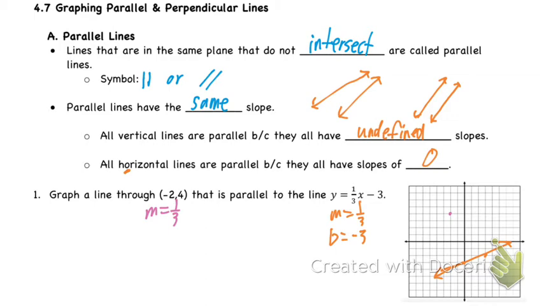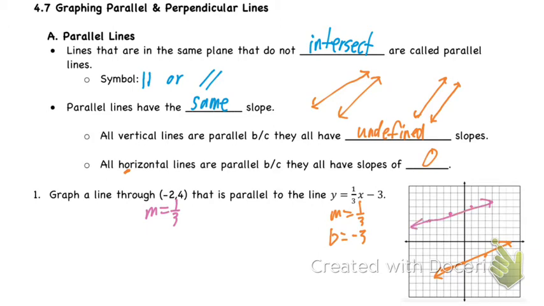So it has a slope of 1/3, and we know it has that point. So can we graph this point and then use that slope to make a new point? Can we graph that point and use this negative 2 comma 4 as our starting point instead of the b? Could we go up 1 to the right 3 and down 1 to the left 3? Yeah. And make a line? Yeah. Parallel. Boom. And now they're parallel.